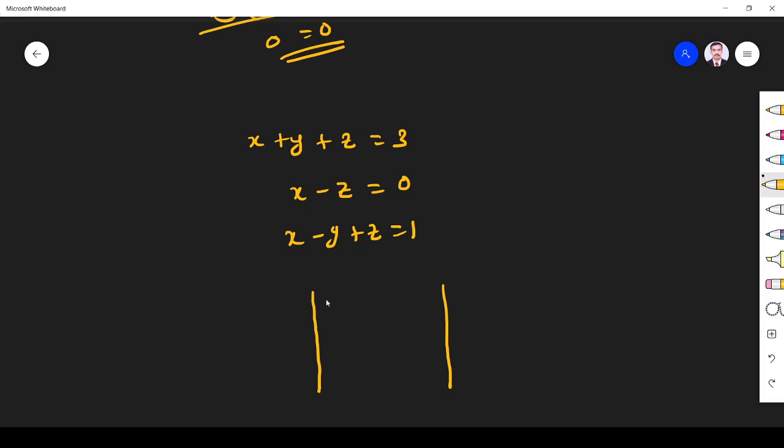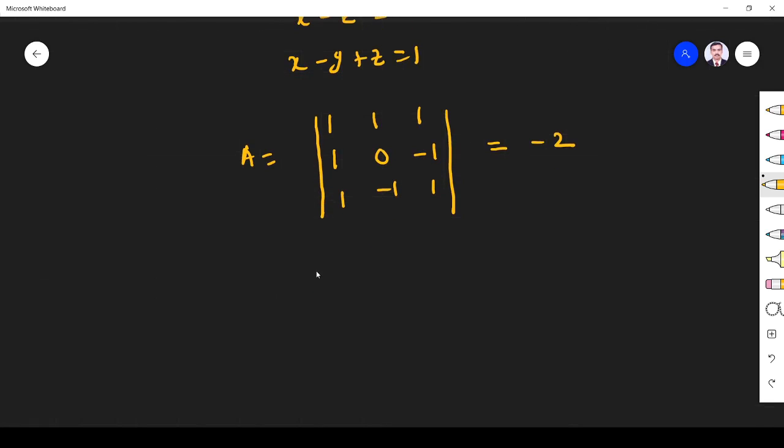So the first one has x coefficient 1, y coefficient 1, z coefficient 1. Second one, x coefficient 1, y coefficient 0, z coefficient minus 1. Third one, x coefficient 1, y coefficient minus 1, z coefficient 1. If you simplify, what you get is minus 2. So let us assume this is determinant A. Since the determinant is not equal to 0, this implies the given set of equations has a unique solution. If the determinant is 0, it has infinitely many solutions.